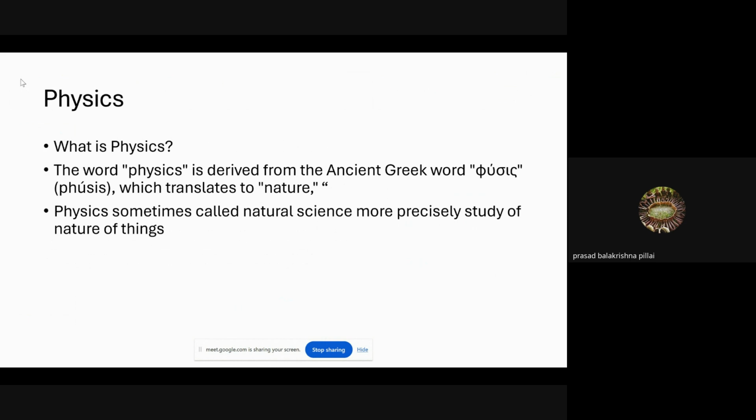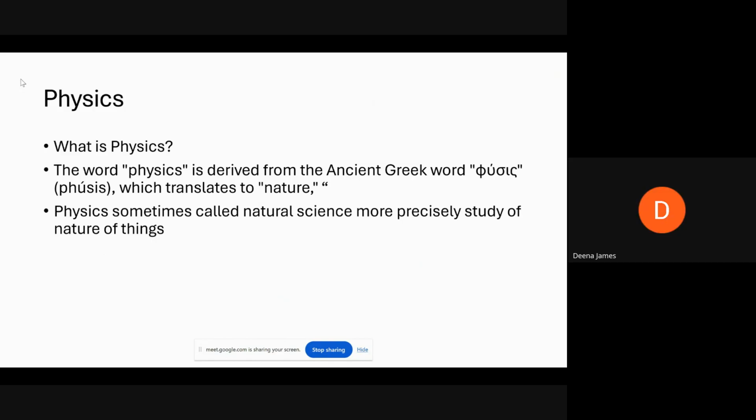Nucleus. You know about atoms, no? Yes, sir. So an atom has a nucleus. Have you heard of that? Yes, sir. So what are the things inside the nucleus?